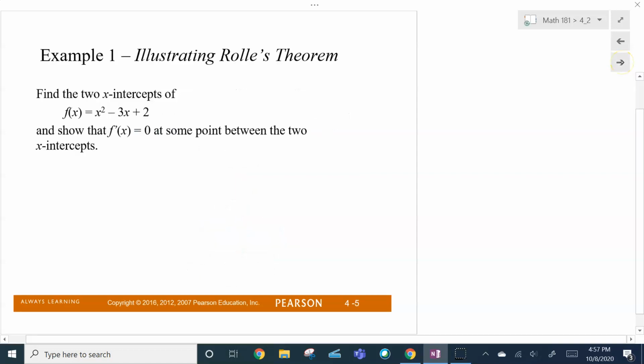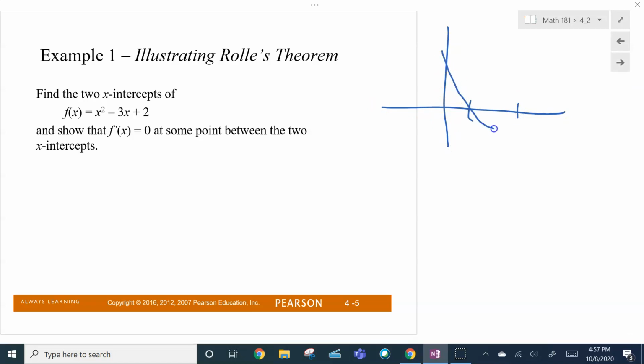All right, let's do this one here. We've got this function, a quadratic. It says to find the two x-intercepts. Those are your a and your b in Rolle's theorem, and show that there's a c, or some x value, at some point between the two x-intercepts.